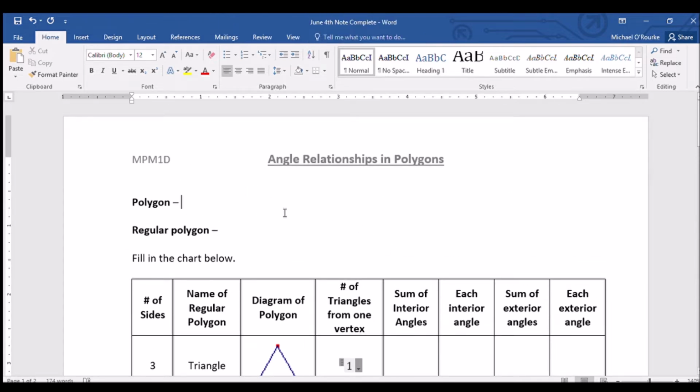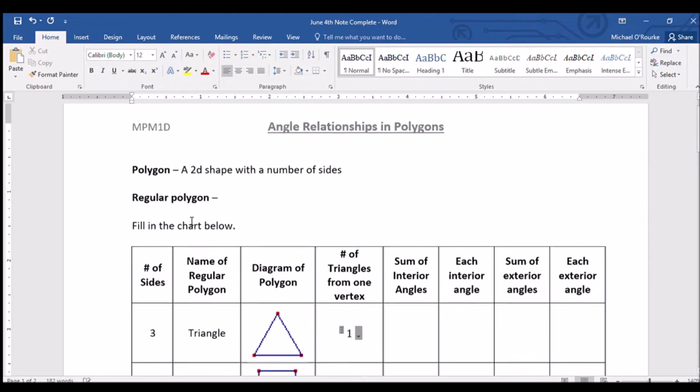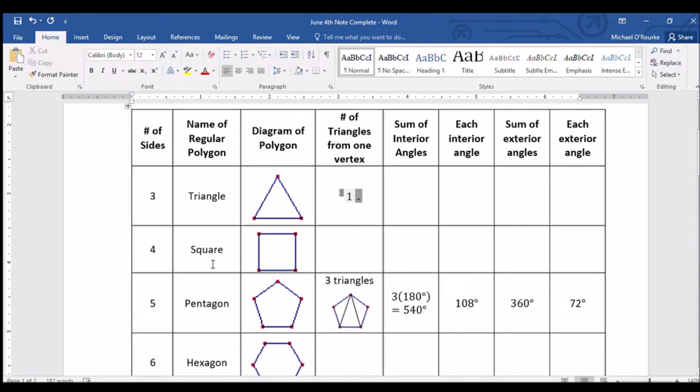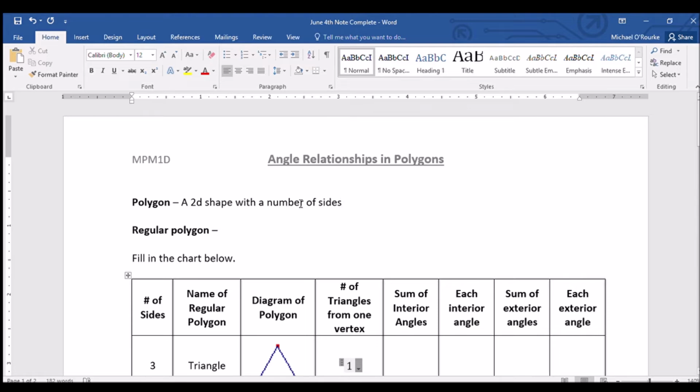What is a polygon? Well, a polygon is a 2D shape with a number of sides, right? The shape could be a triangle with 3 sides. It could be a square with 4 sides. It could be a pentagon with 5 sides. A number of sides could be any number of sides.